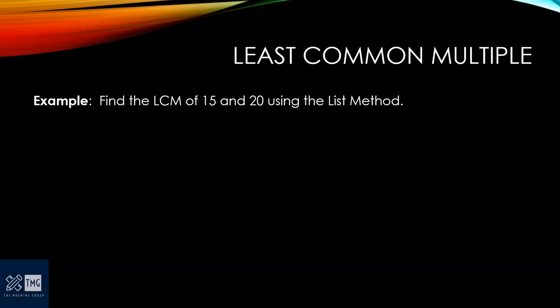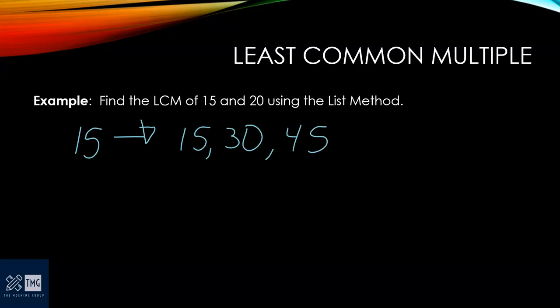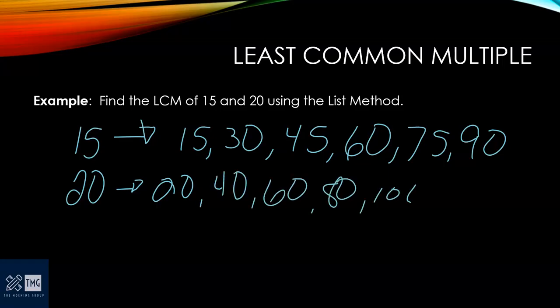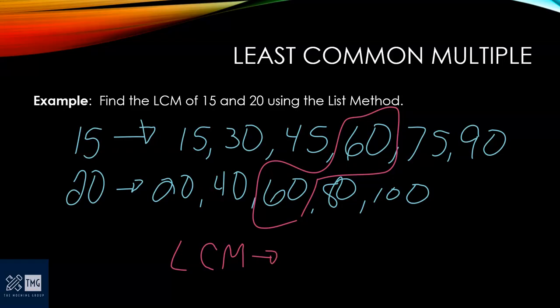If I start out and say, okay, 15, what are my multiples of 15? Well, to find those, 15 times 1 is 15. 15 times 2 is 30. 15 times 3 is 45. 15 times 4, 15 times 5, 15 times 6. And this can go on as long as we need it to. Now let's go to 20. So I have 20, 40, 60, 80, 100. Again, I can go on as long as I need to. But hopefully, as you're looking through this, you notice we share 60. That is the smallest number in both, so we can easily see our least common multiple, 60.